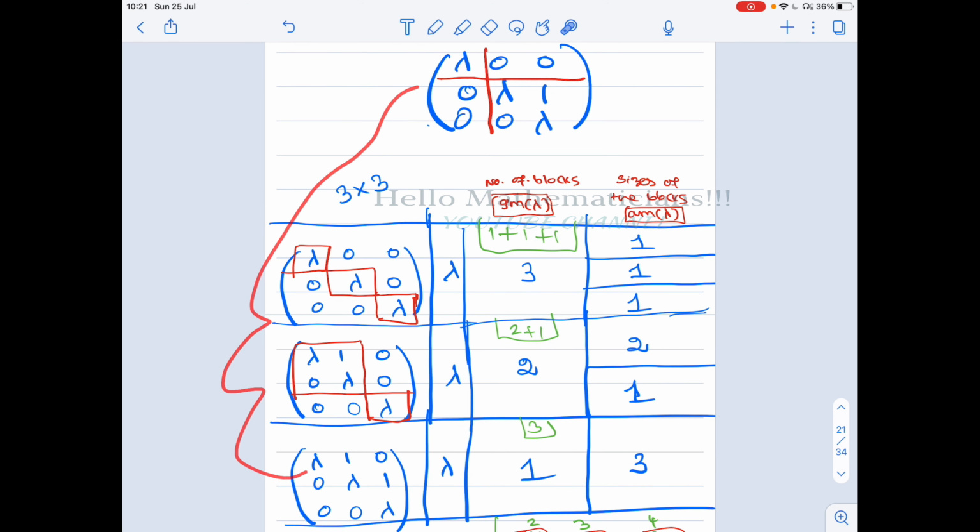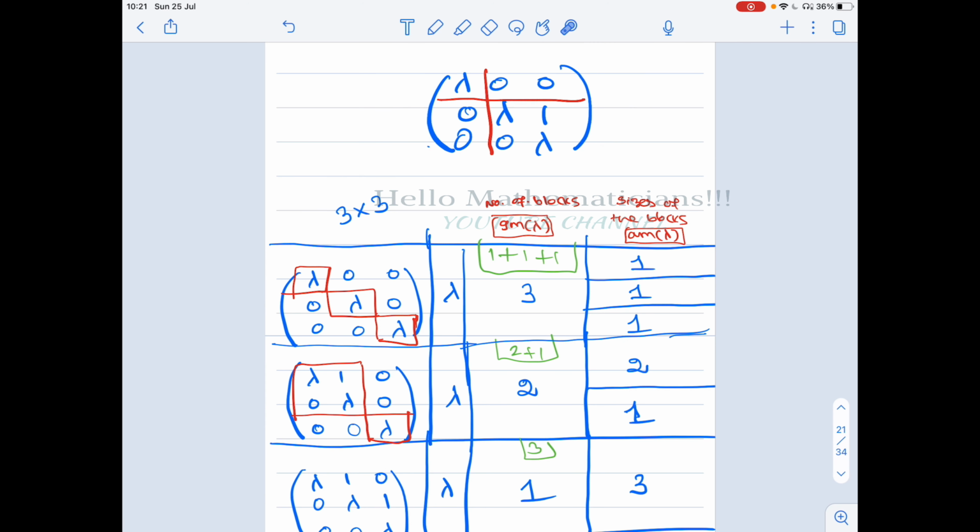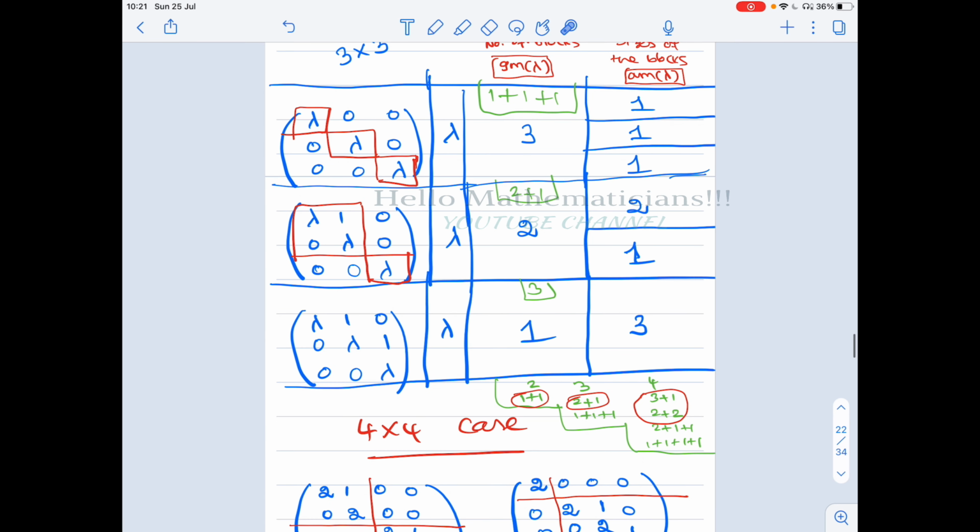But this matrix is obtained from this matrix by permuting the blocks. This block comes here, this block goes here. Basically, you will get this, right? So if a Jordan matrix is obtained from another Jordan matrix by permuting the blocks, then they are similar. That we will prove in the next step. Therefore, we are going to regard them as the same. So usually we assume that the block sizes are decreasing.